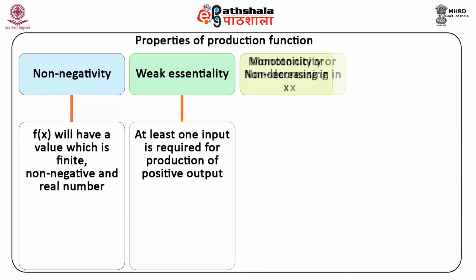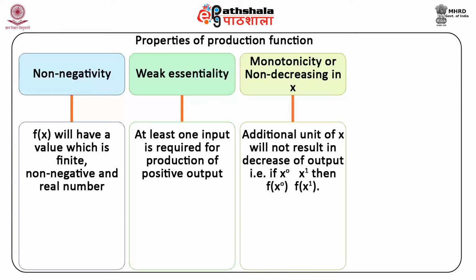Third, monotonicity or non-decreasing in x. Additional unit of x will not result in the decrease of output, that is, if x^0 is greater than or equal to x^1, then f(x^0) is greater than or equal to f(x^1). All marginal products are non-negative if the production functions are continuously differentiable.